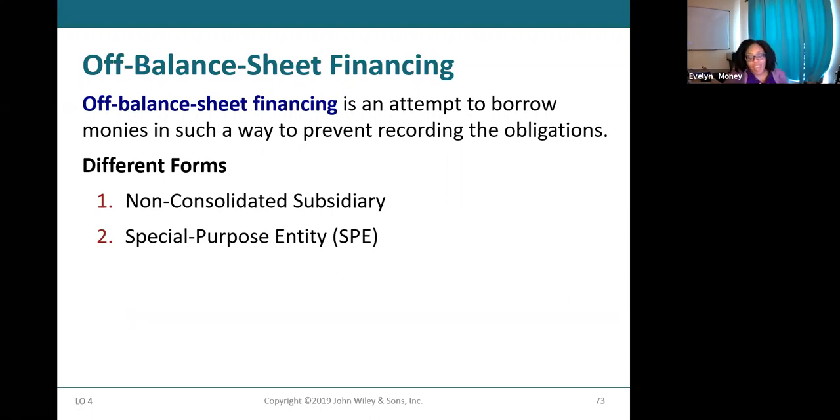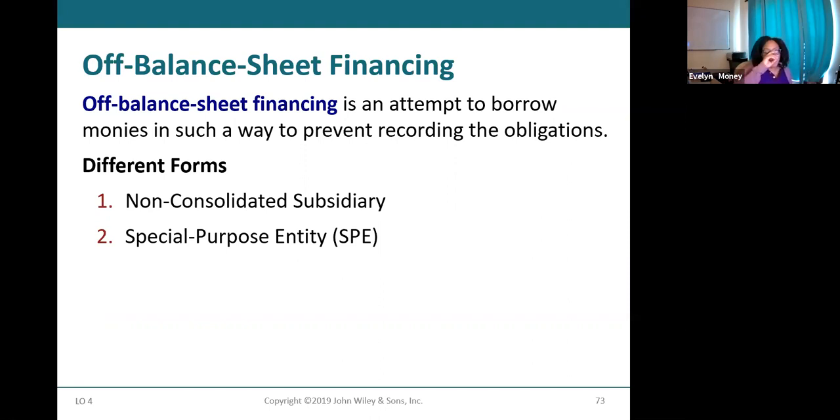Now, another special issue that we have to definitely pay close attention to as it relates to debt is off-balance sheet financing. And this is when companies attempt to borrow money in multiple ways so that they don't have to show the debt on their financial statements. And I know you're like, is that even legal? Well, yes, it is. Because there are different ways that you can do this. You can do this by having a non-consolidated subsidiary, or you could have special purpose entities set up for the purpose of off-balance sheet financing.